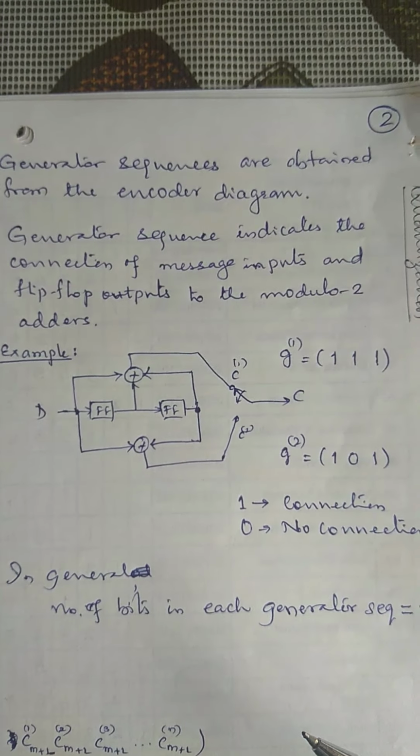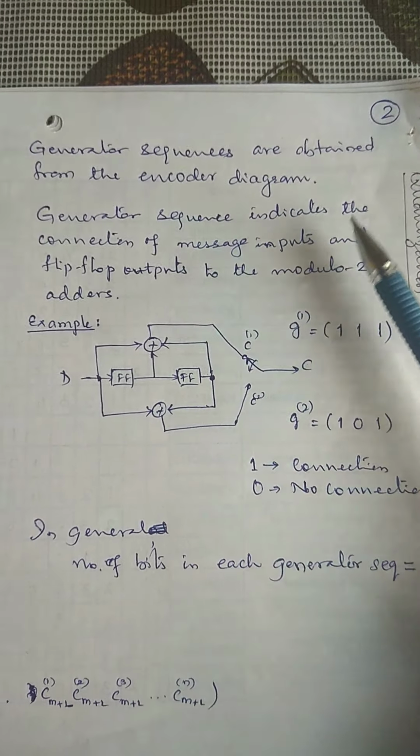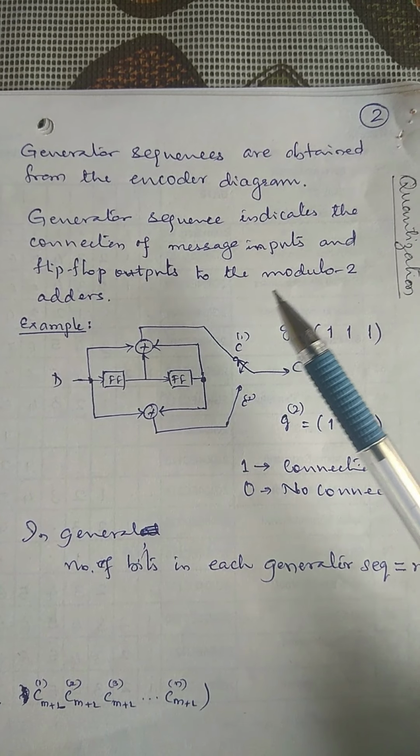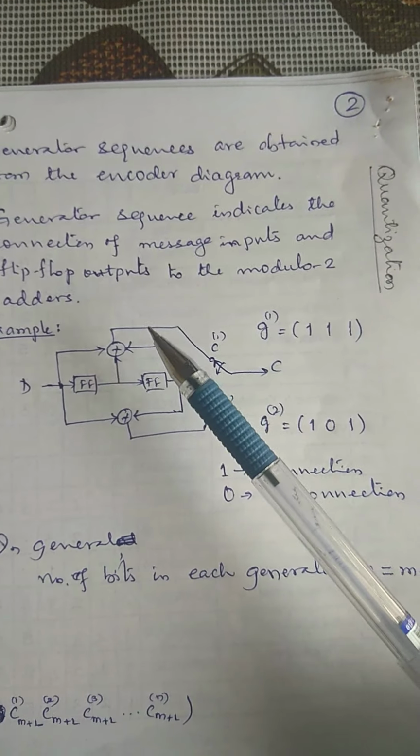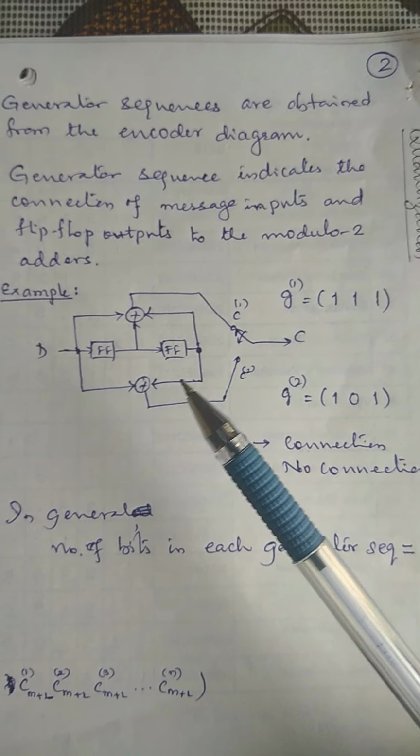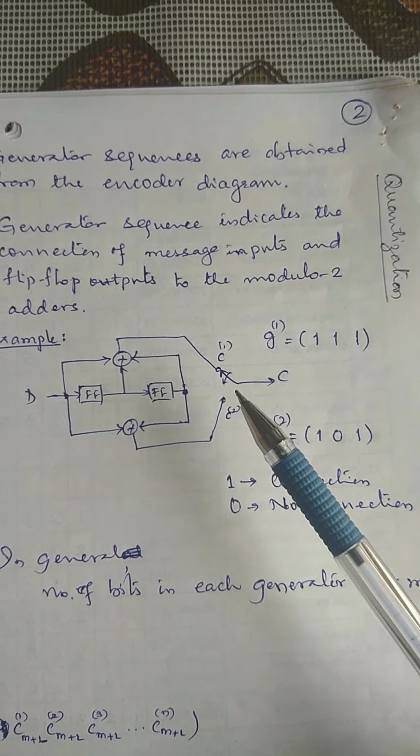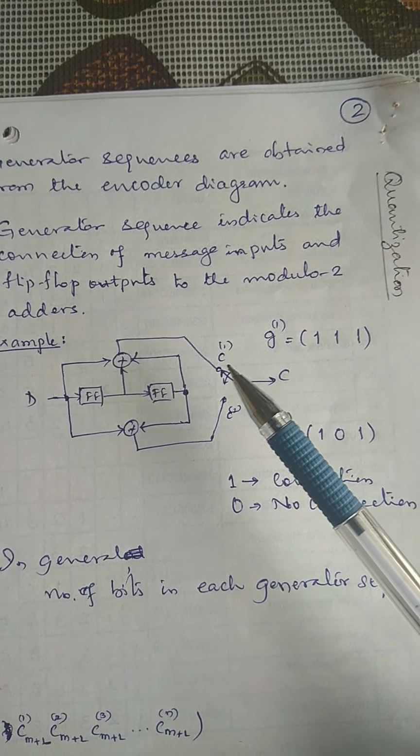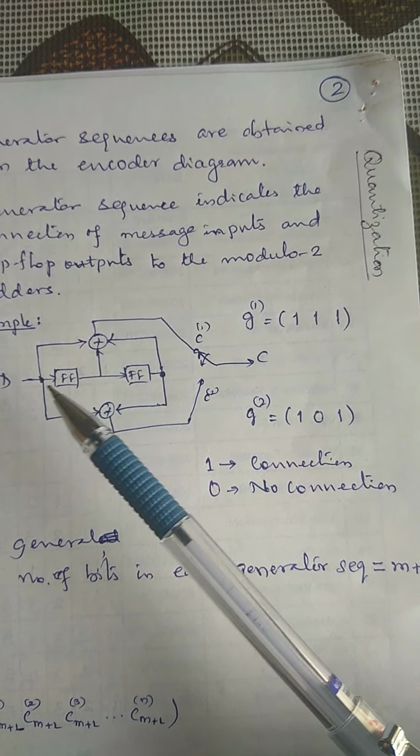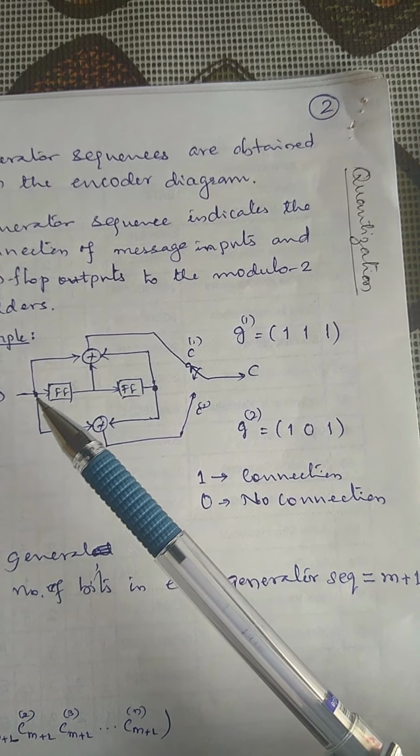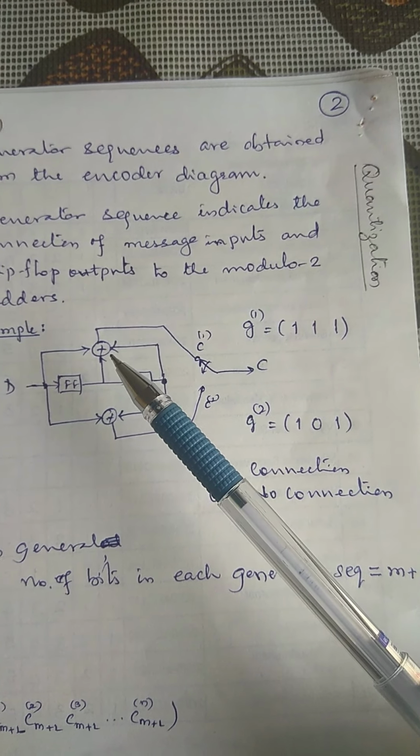Generator sequences are obtained from the encoder diagram. These generator sequences basically indicate the connection of the message input and the flip-flop outputs to the modulo 2 adders. For example, take a 2-1-2 convolution encoder, wherein the generator sequence for the first bit indicates the connection of the message input and the flip-flop outputs to the corresponding modulo 2 adder.